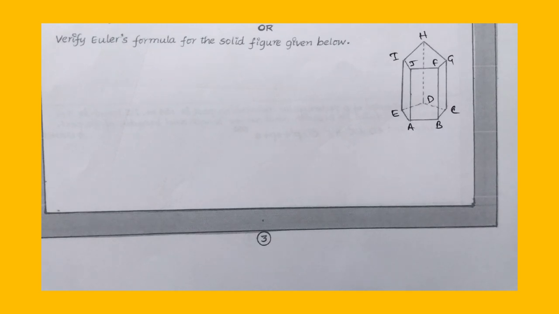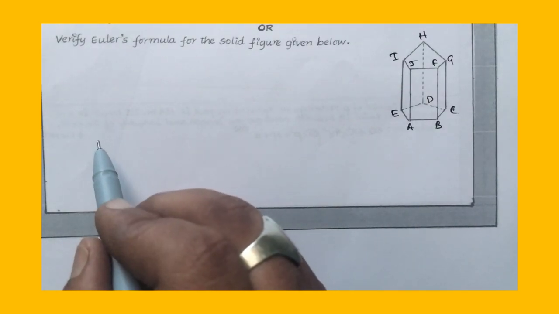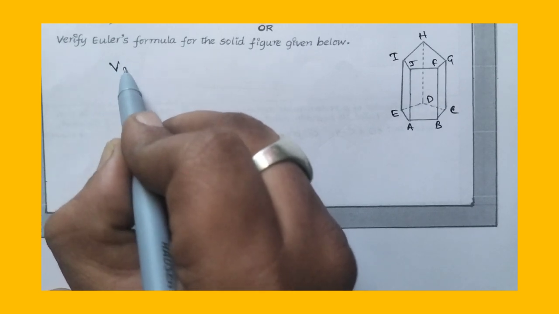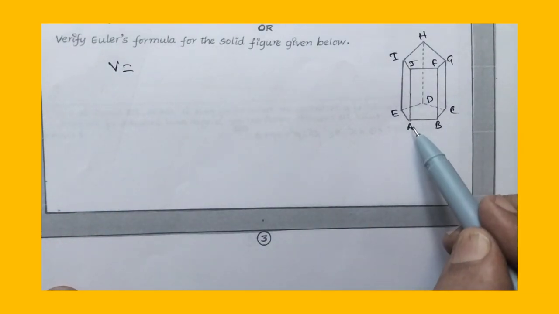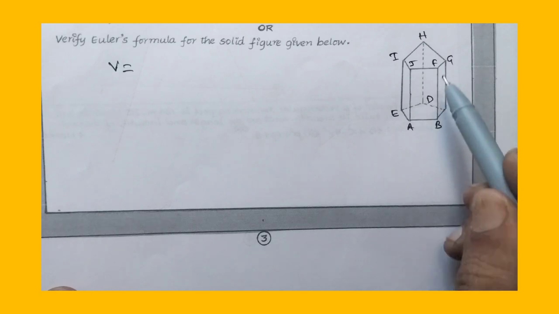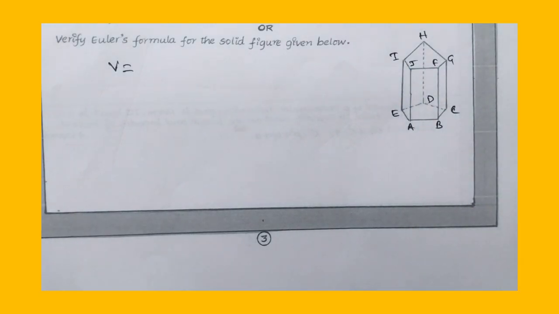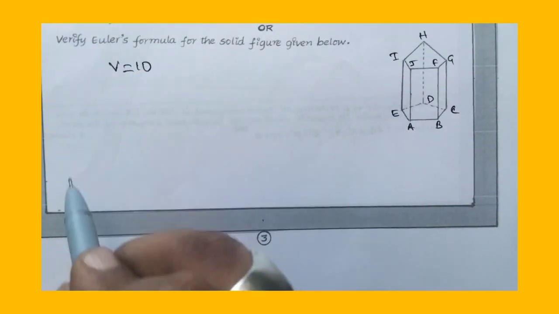Everything we have marked. Now first, let's count the vertices. How many vertices are there? From A to J. A B C D E F G H I J. So vertices is equal to 10.